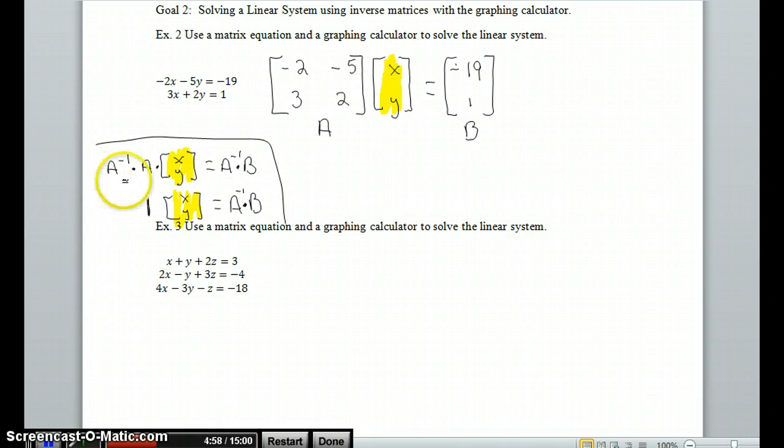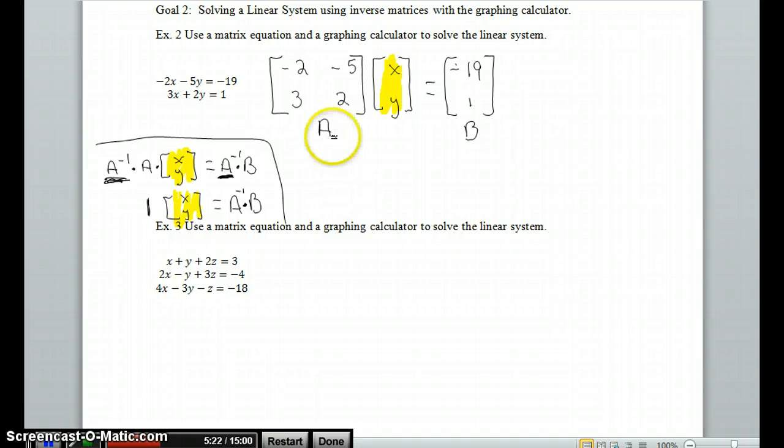If I multiply this side again, A inverse times A gives me 1, and then I'm just left with x, y on the left. Well, if I do this to the left side, I also have to do this to the right side. And so the answer will actually be that x, y in a matrix will equal A inverse times B. All we have to do is put these in our calculator.